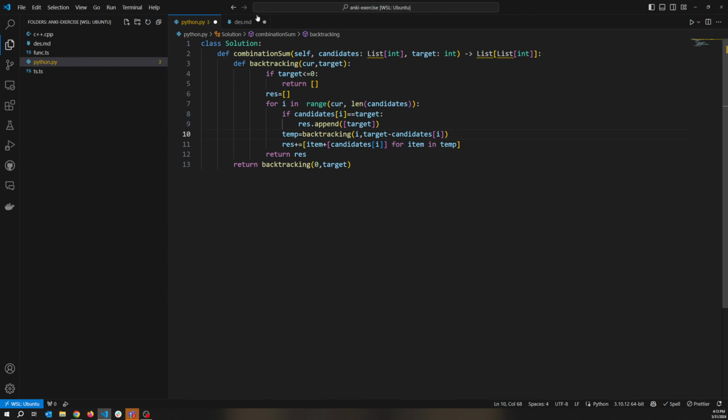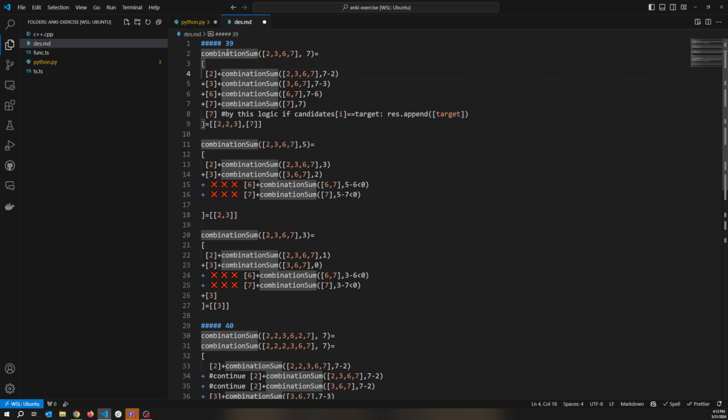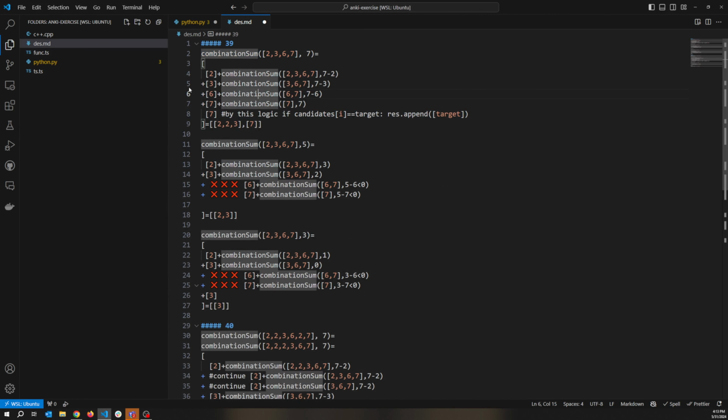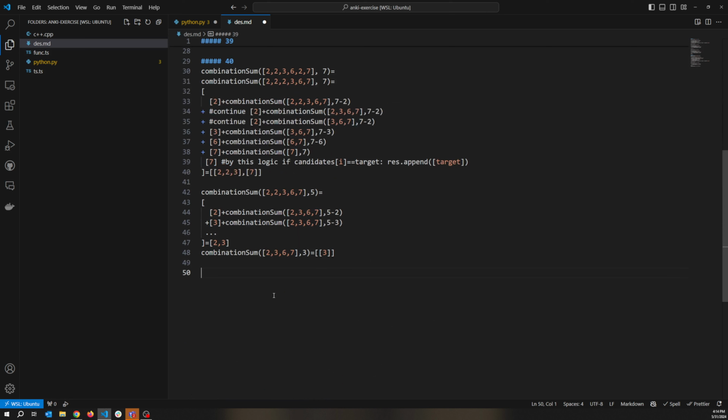Let's see how it works. Say we have 2, 3, 6, 7, and the target is 7. That's basically this one. We can say we have bracket 2 and any combination of 2, 3, 6, 7 with target 7 minus 2. The same thing for 3, but 3 starts from 3, 6, 7. And as I said, 3 itself is included because duplicates are possible. When we are here, 2 is not possible. We should just have 3, 6, 7. You may ask why it's not possible.